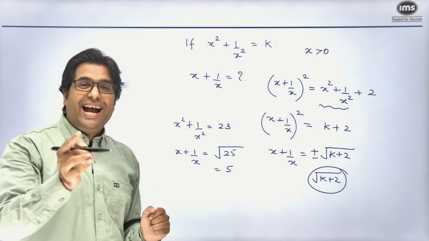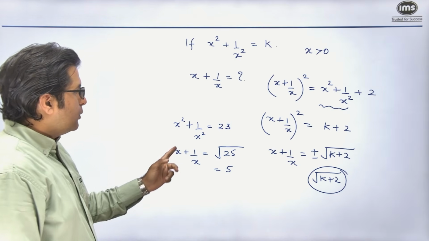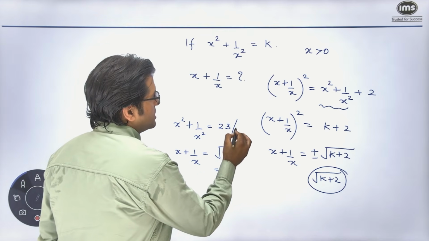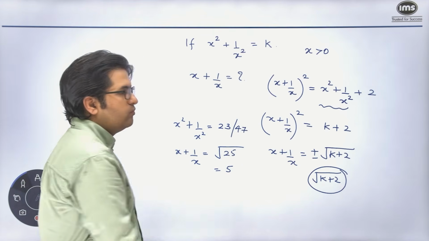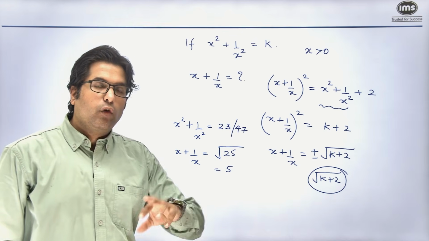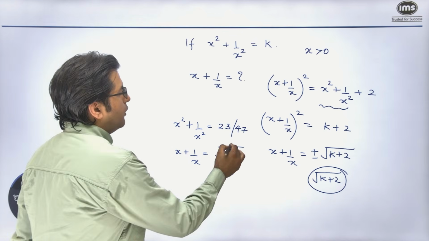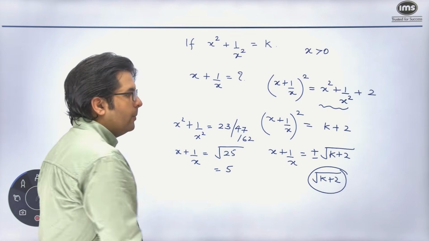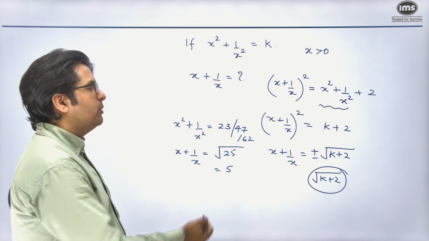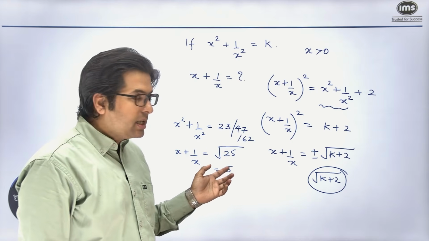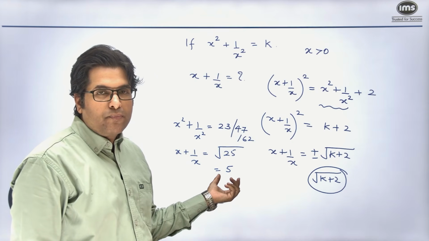Very quickly, try and answer this question verbally. Suppose instead of x square plus 1 by x square being equal to 23, suppose this was given as 47. So if this was 47, you will add 2. 47 plus 2, 49, under root of 49. Perfect. Suppose instead of 49, this was given as 62, then the answer would have been 8. Suppose you can take any number, and it may not always be necessary that you will get an integral answer or a natural number.